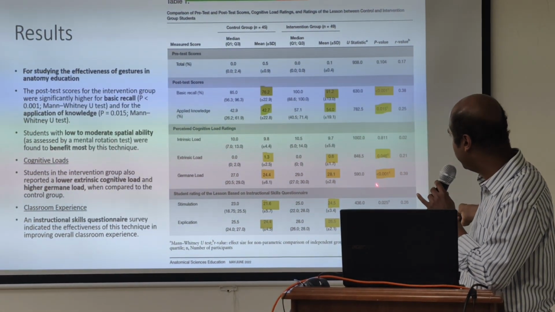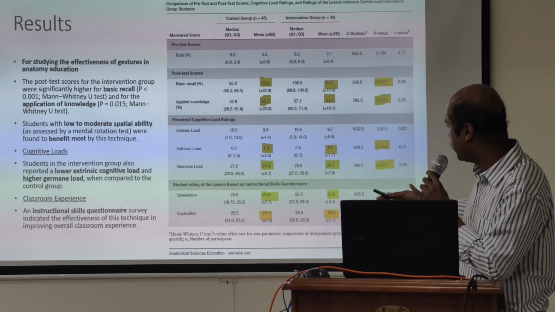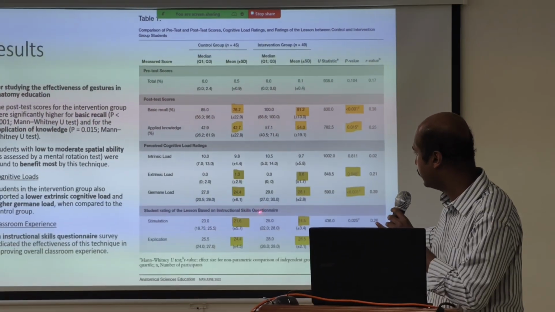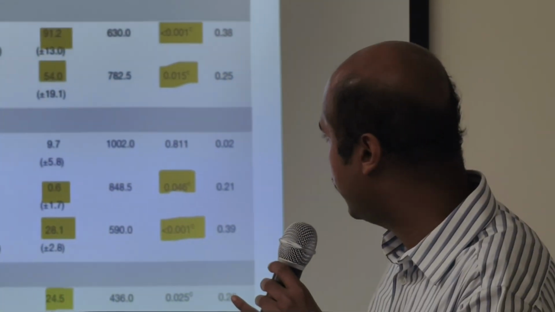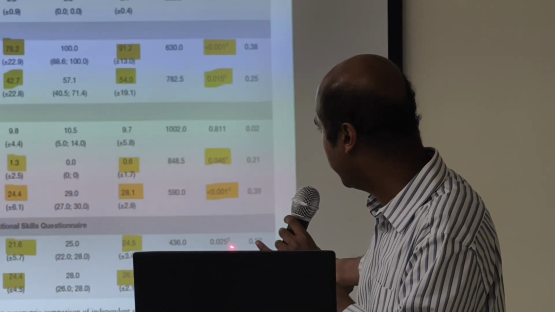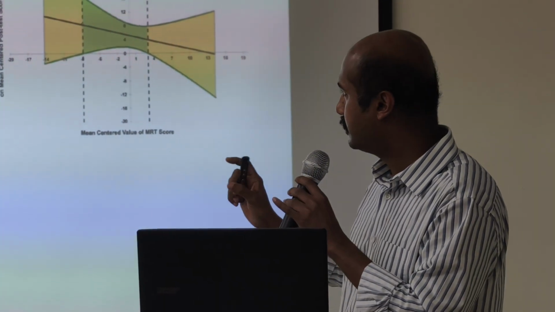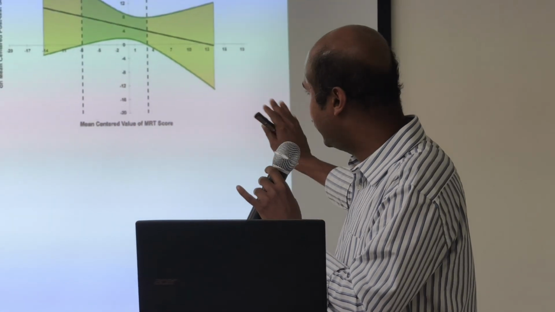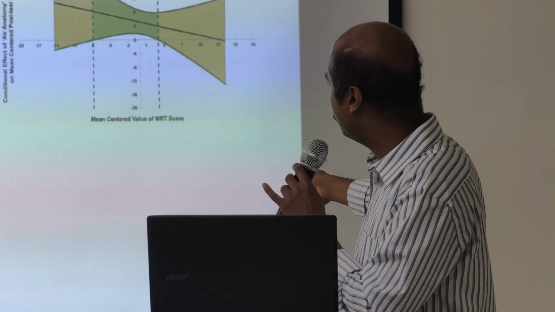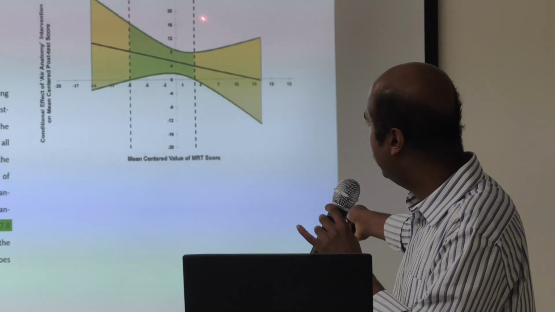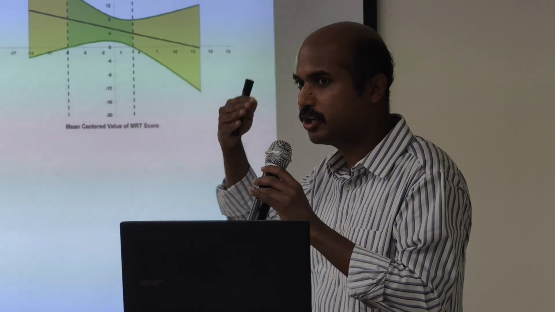So you can see the significance over here, and the effectiveness of the lecture was also measured using an instructional skills questionnaire, and the stimulation and explication is also found to be significant. This is also a significant part. The graph is a little complex, but it shows that this green segment is showing the significance. Okay, this axis is the mental rotation ability.